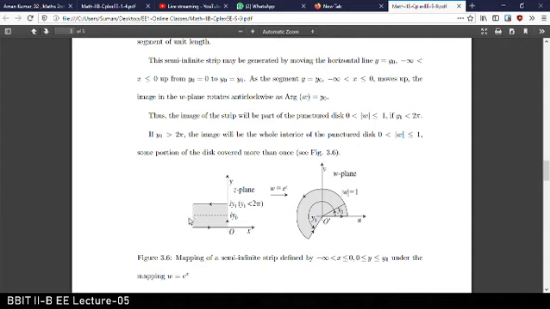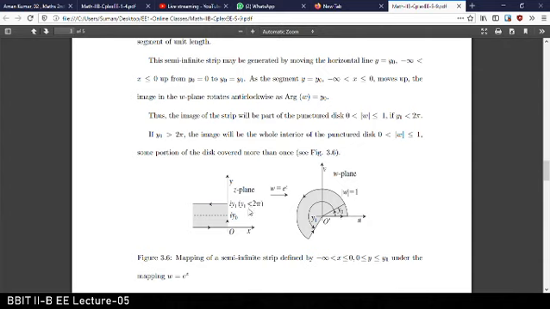Take any line parallel to the x-axis, any line which is y0 distance away from the x-axis. It will be mapped somewhere here or somewhere here. And if it is equal to pi, it will be just this strip. So 0 to 2 pi, say y equal to 2 pi here. If I consider this strip, it will map to a full circle with center at the origin and radius 1.